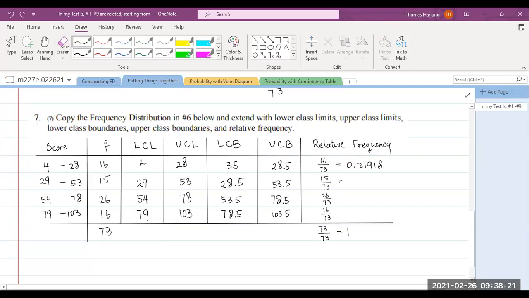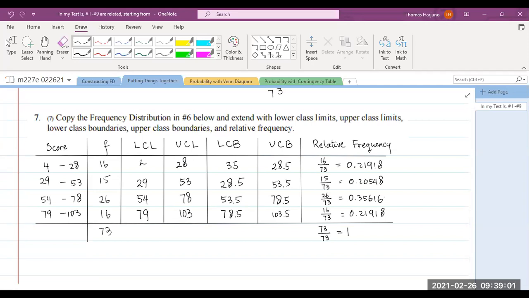Now I go on. This happens to be the same, so let me just copy that down. Okay, 15 over 73 is 0.20548. And 26 over 73 is 0.35616. Okay, so this is for number 7.